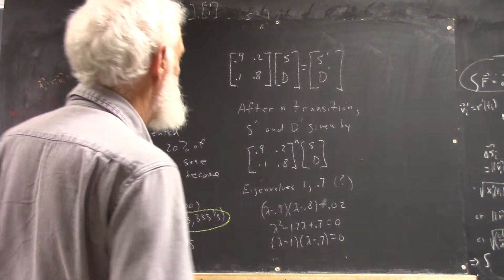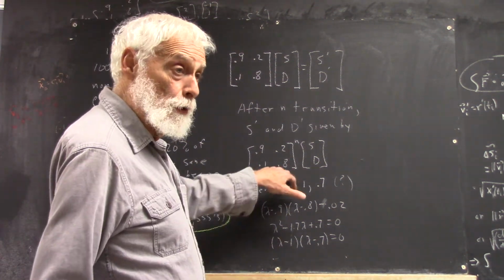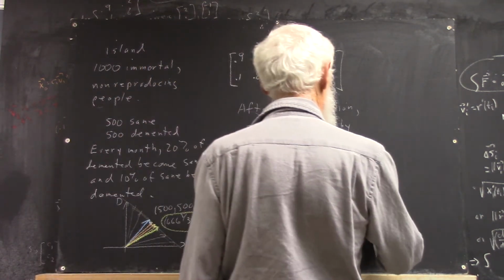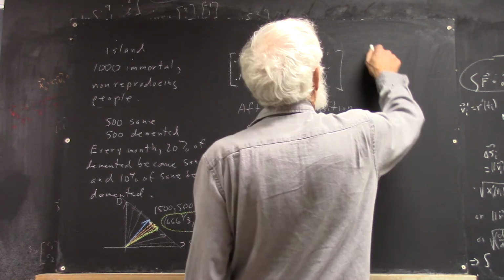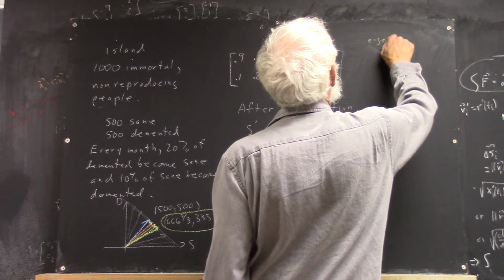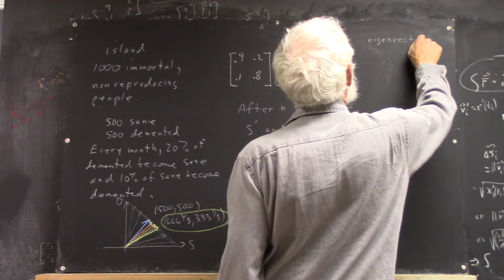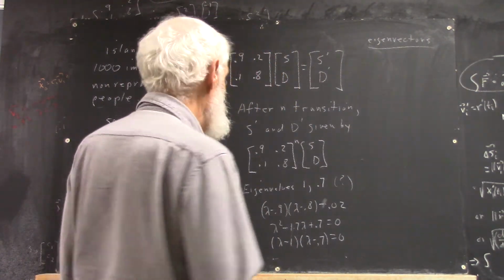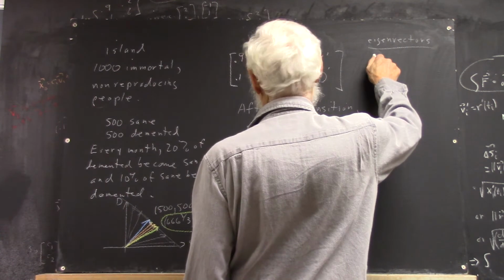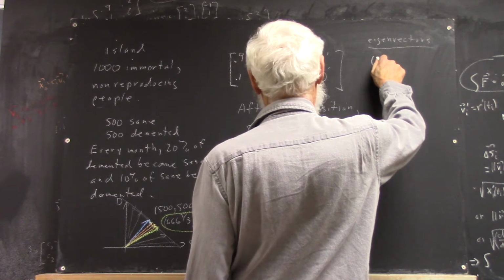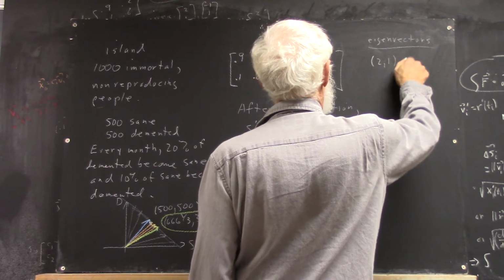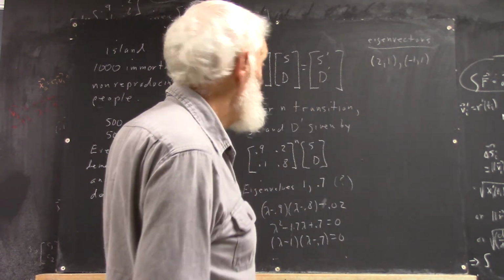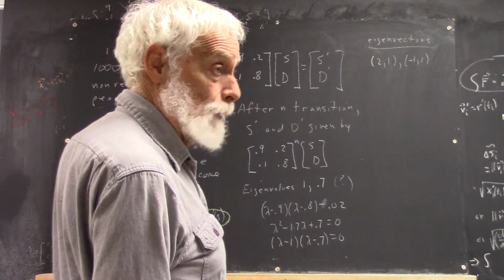Okay, well, we easily get the eigenvalues, 0.1, 0.7. And I'll just tell you, because you can easily do it, your eigenvectors could be (-2, 1) and (-1, 1). Let's just check it out.